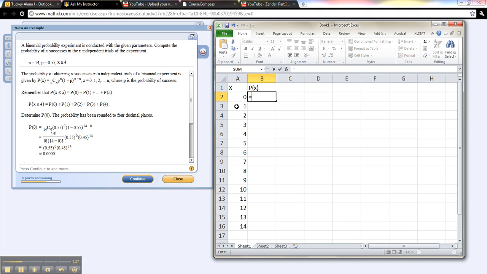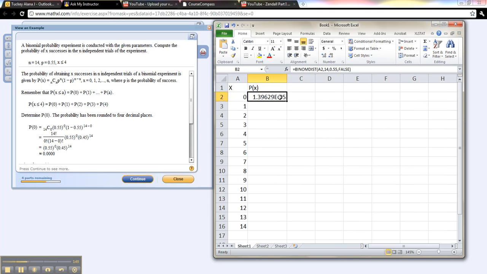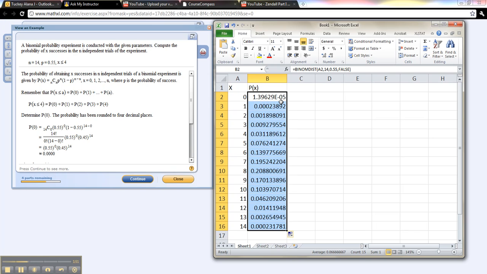Okay, then I'm going to do it this way. Binomial distribution, and I'm going to let this x be the number of successes I want. I want 14 trials in this example. My probability of success in my example is 0.55. Now, of course, these numbers are going to change for every single example. Okay, and I'm going to choose false, just because I think it's easier for you guys to follow along.